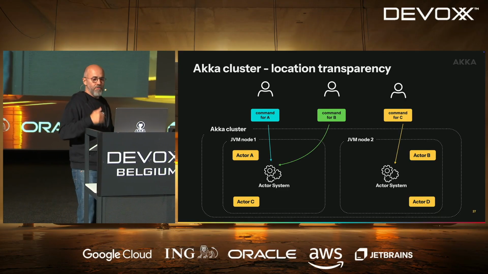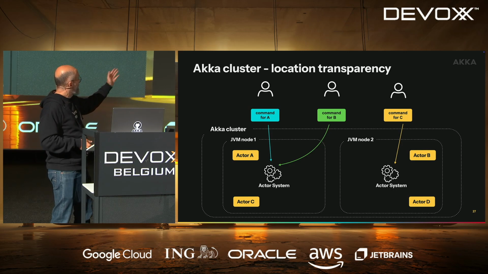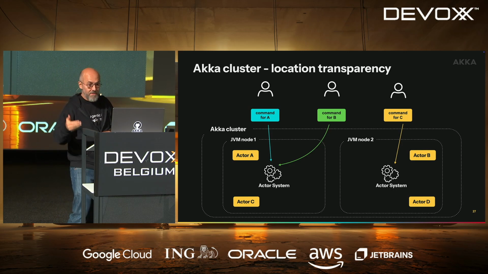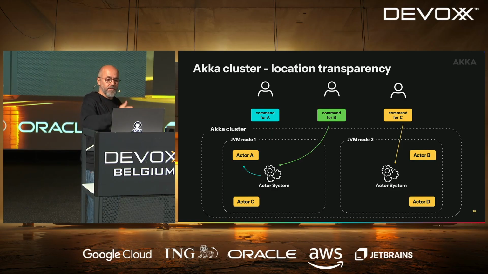Now, the requests arrive, and as you see, node 1 receives B, but B is on node 2. And node 2 receives C, but C is running on node 1. Well, because it goes to the actor system, and the actor systems are aware of the nodes, they delegate. The first one is on the same JVM, just as easy.